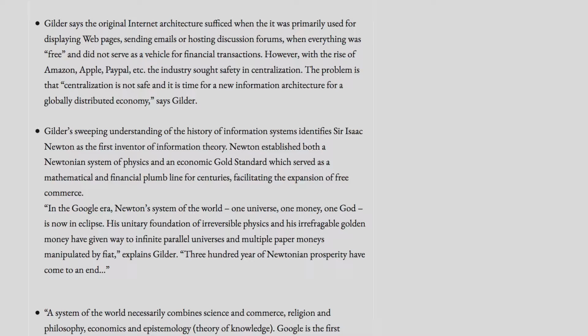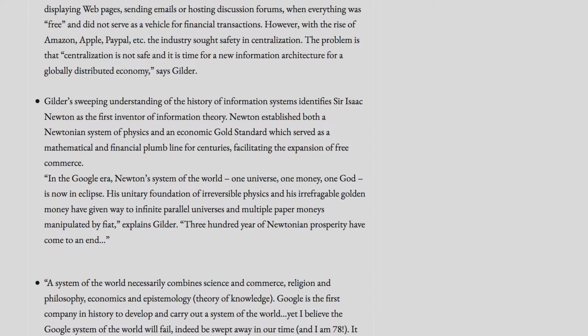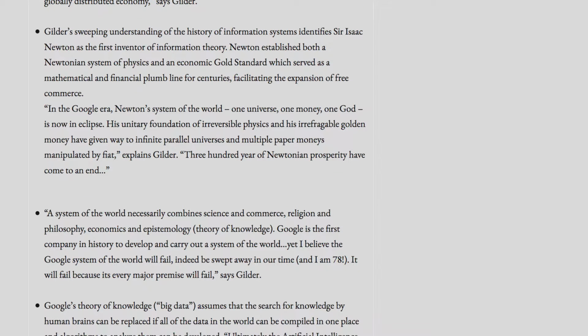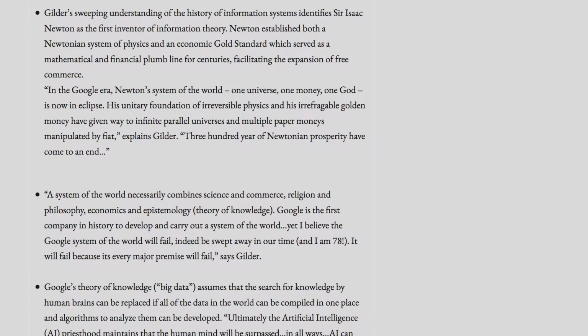Gilder's sweeping understanding of the history of information systems identifies Sir Isaac Newton as the first inventor of information theory. Newton established both a Newtonian system of physics and an economic gold standard, which served as a mathematical and financial plumb line for centuries, facilitating the expansion of free commerce.